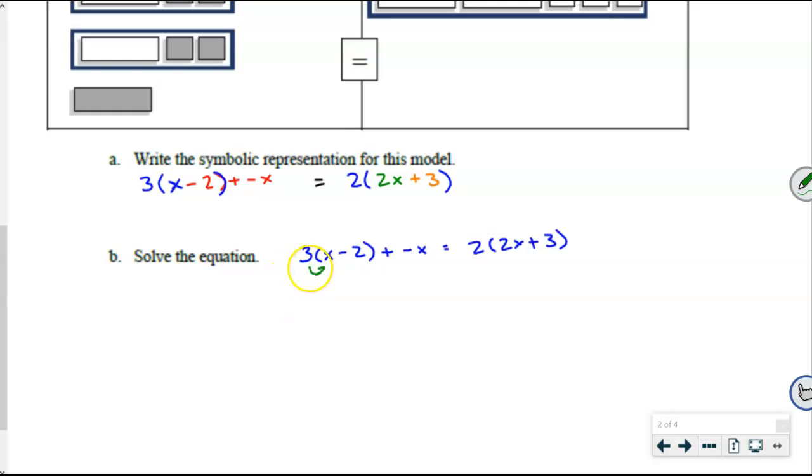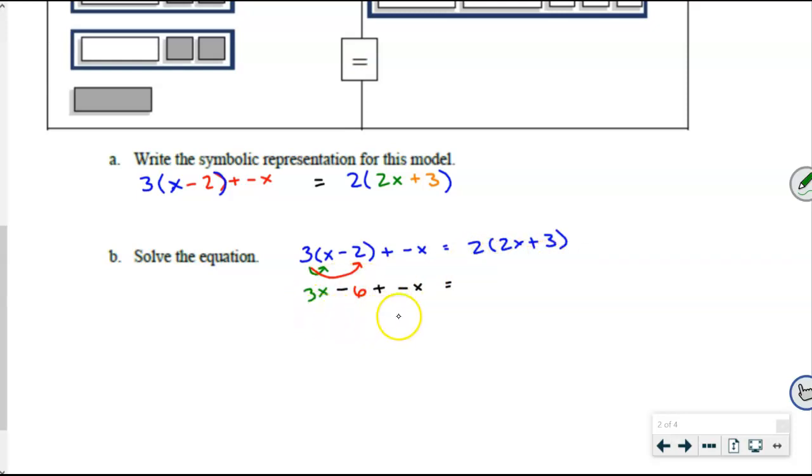3 groups of x is 3x. And I'm subtracting, so I kept it subtraction. 3 groups of 2 is 6. Notice what I did there. I didn't change it to adding a negative, but I did keep the subtraction. Plus a negative x is equal to, since I took one simplifying step on the left-hand side, I'm going to go ahead and take one simplifying step on the right-hand side.